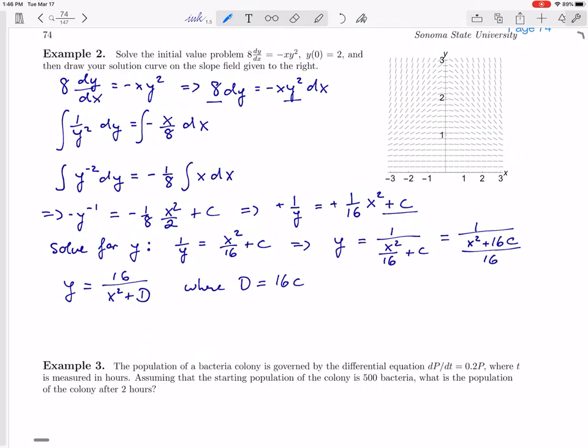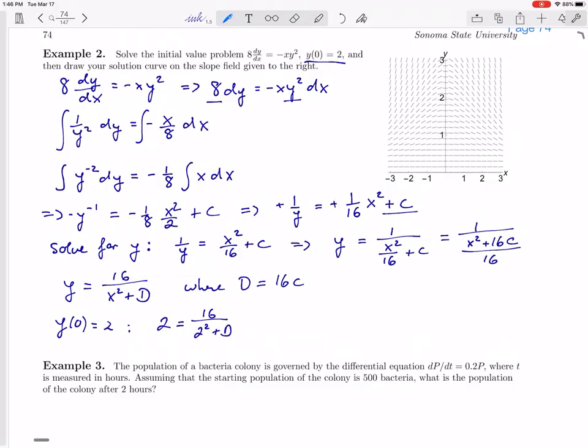So here's my solution with d as an arbitrary constant, and we are supposed to solve the differential equation subject to the initial condition y of 0 equals 2. And so we can do that by saying 2 is equal to 16 divided by 2 squared plus d.